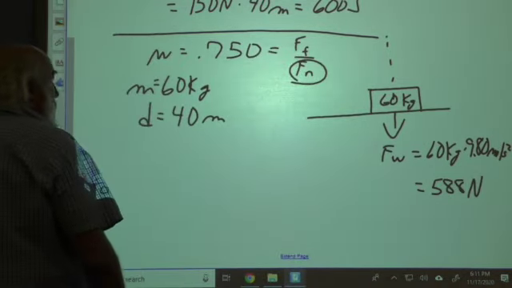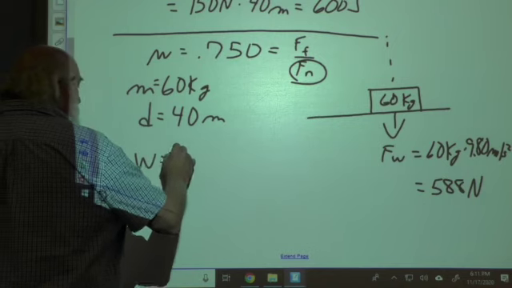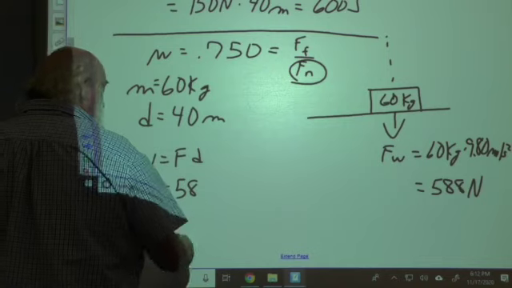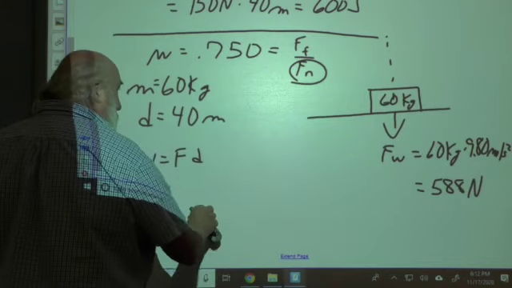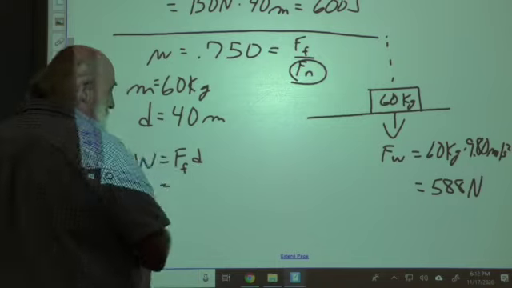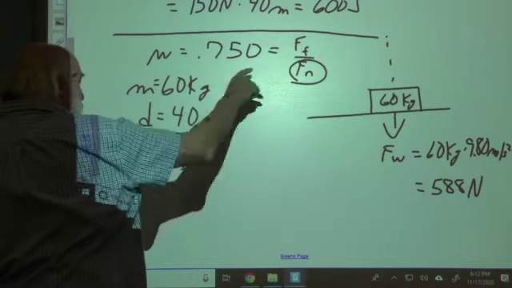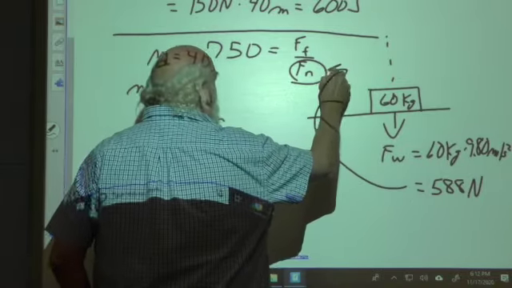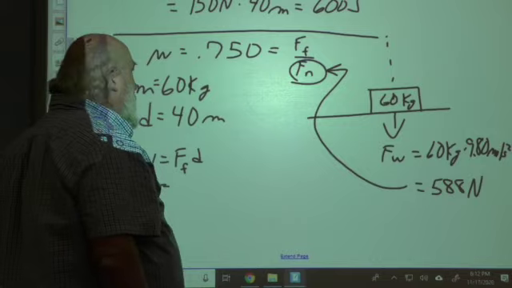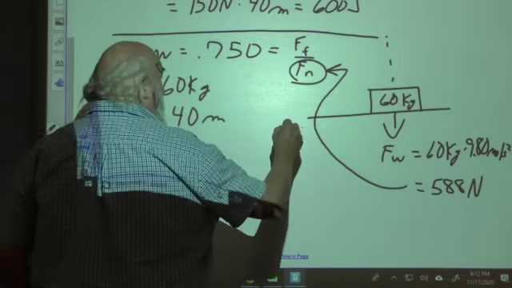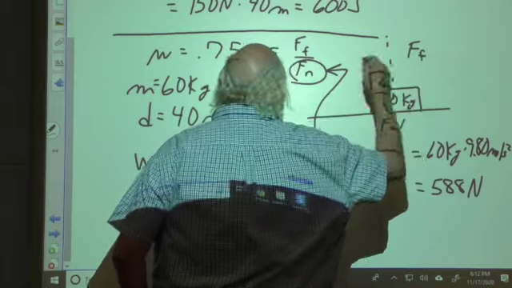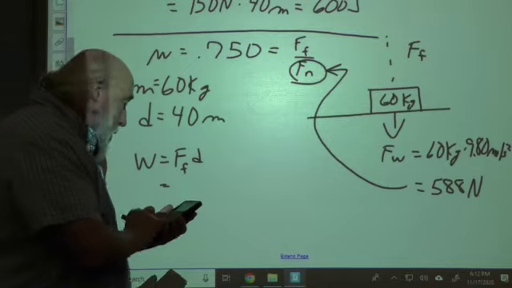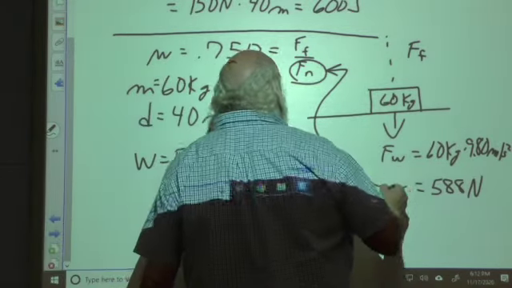Okay, so since we know that work is equal to force times distance, then this is going to be 588 newtons. But wait a minute now. No, it's not, because that's just the weight. We want F sub F here, not F sub W. We're going to have to figure that out from that. So we plug in 588 newtons right there, multiply, and get F sub F by itself. We multiply 0.750 times 588, and we get 441 newtons.